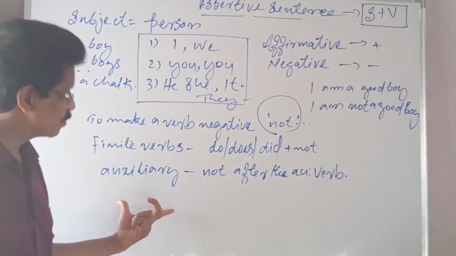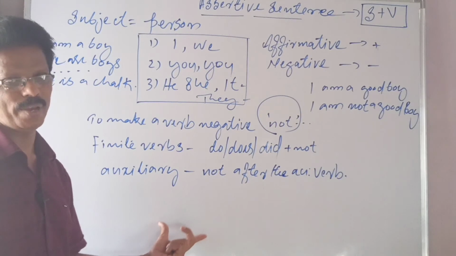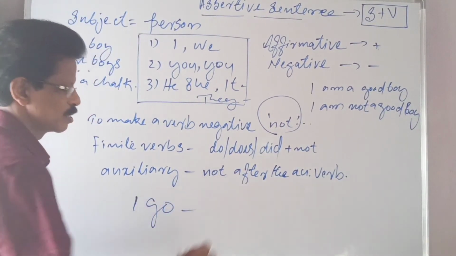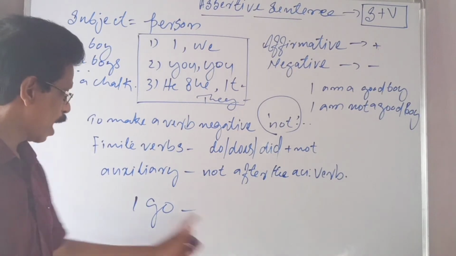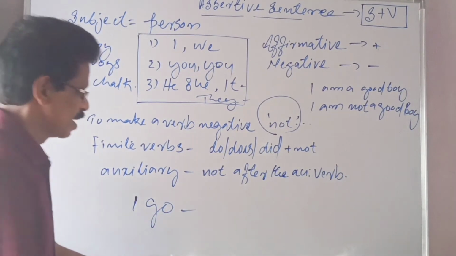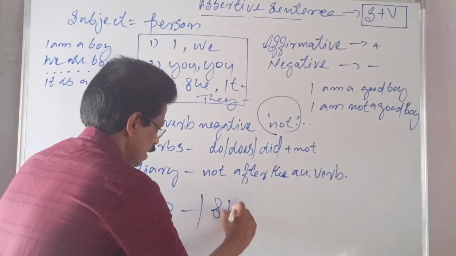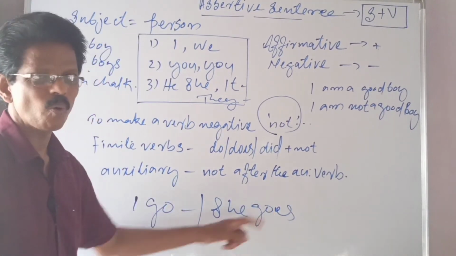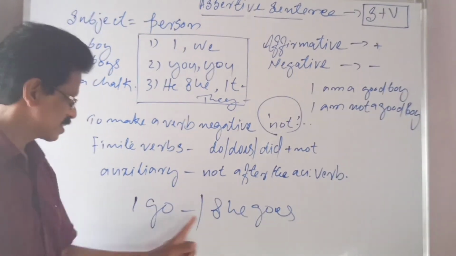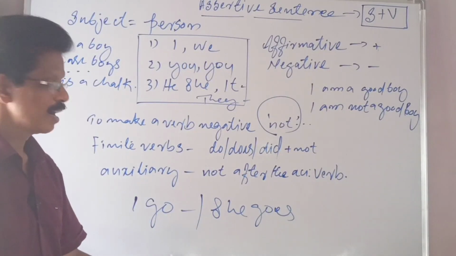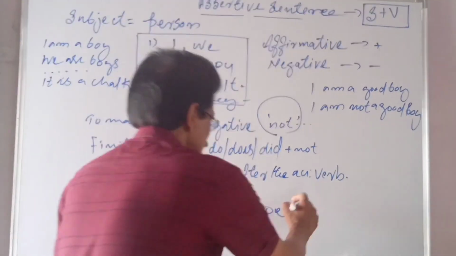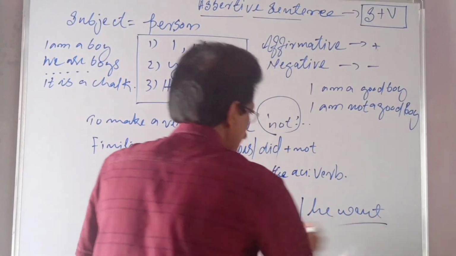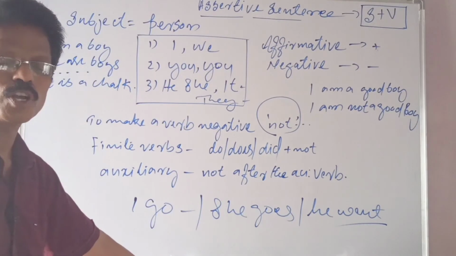So, I can make any verb negative in such a way. Is it not so? For example, I go to Kakinada or Vijayawada. I do not go. She goes. How will you say? She does not go. Okay? There is a do, does. He went. You see? He did not go. Did go is equal to went.